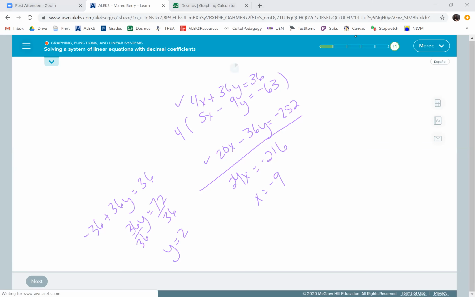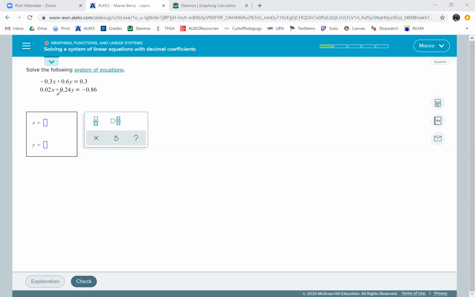Okay, we'll go on to the next one. Again, we'll just multiply everything by, oh, you know what? I'm going to multiply the first one by 10 and the second one by 100. So I'm only going to move over once on the first one, and then on the bottom one, I'm going to move it over twice. And you can do that.